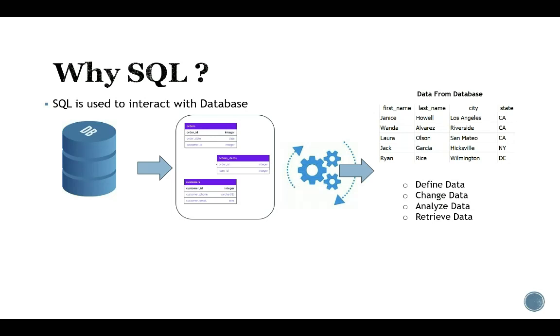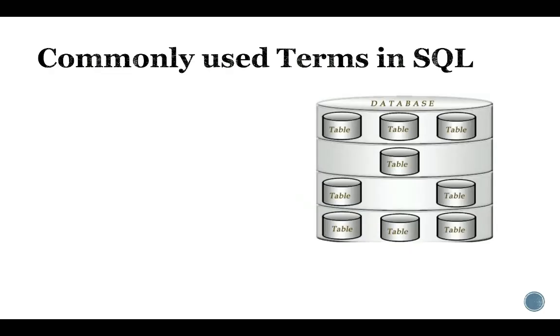At the back end, how the data is stored will be shown in this slide. If you see here, we have a database, and the database gets the data and stores it in terms of tables. You can see the tables layout over here: we have orders, customers, order items. In order to see this data, we use SQL. We mainly use SQL to define the data, to change the data, to analyze the data, and to retrieve the data. We will understand all these terms clearly in the upcoming slides.